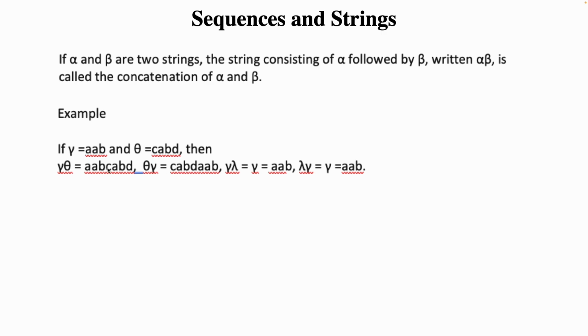Okay. So for example, if gamma is the string AAB and theta is the string CABD, then gamma theta is AAB CABD. And if I reverse the order, theta gamma, you put theta first, CABD, followed by AAB. Gamma lambda is just gamma, because if I take the null string and concatenate it with a string, all I get is the string, just AAB. Reverse the order, lambda gamma is really gamma, AAB, same thing.